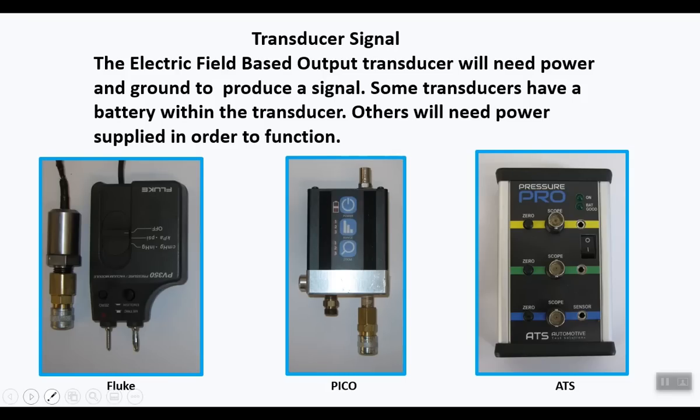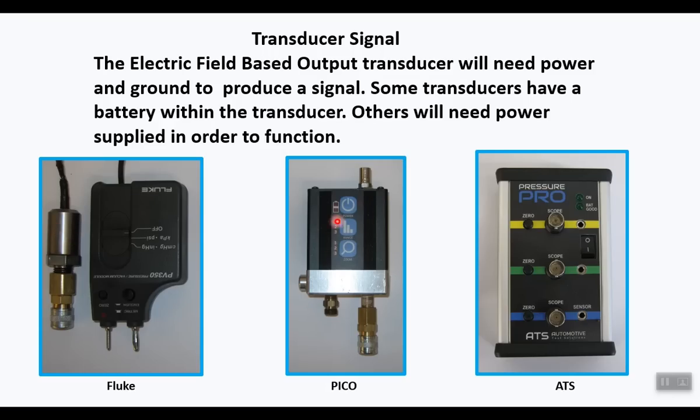We also have different types of pressure transducers. So we have a Fluke style here that we've talked about. We have a Pico, and we have an ATS Pressure Pro system. What the difference will be is in this pressure transducer right here, this is going to use a 9-volt battery in here. And this battery is going to give a power and a ground, so I have a current path so I could make a voltage output from this.